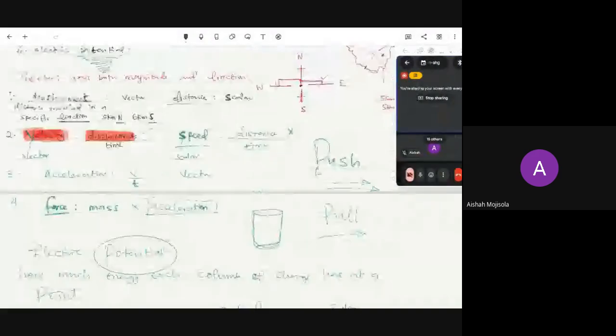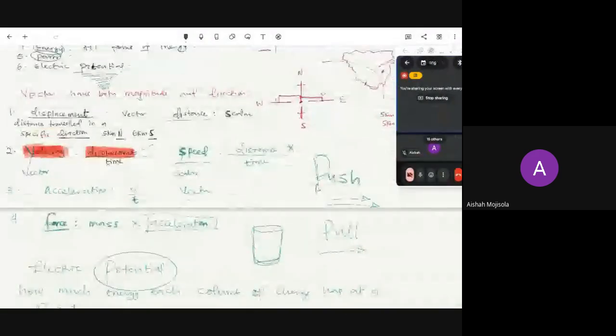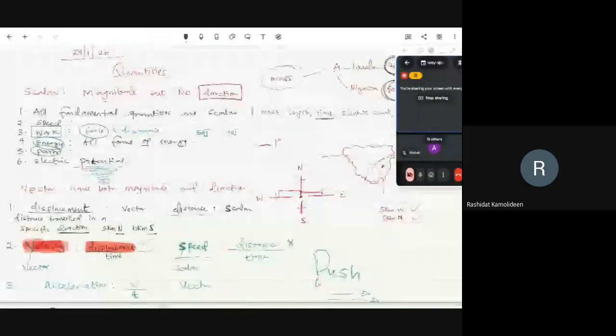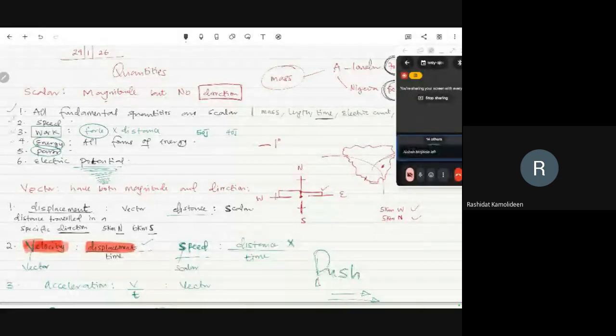So all those guys I gave you, they are all scalar. So anyone that you cannot find in this list of categories, all. So that's the speed, that's the work and power, and electric potential. They are in the same family. Remember that we talked about these guys.